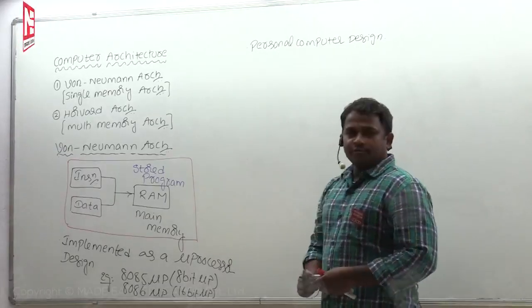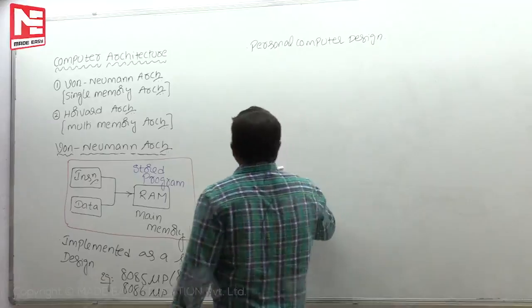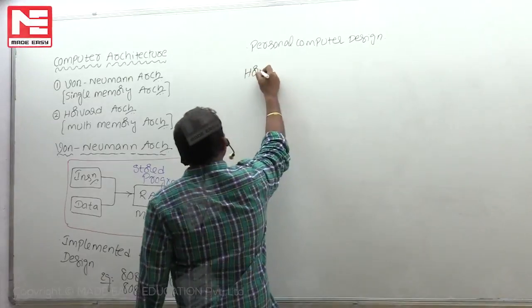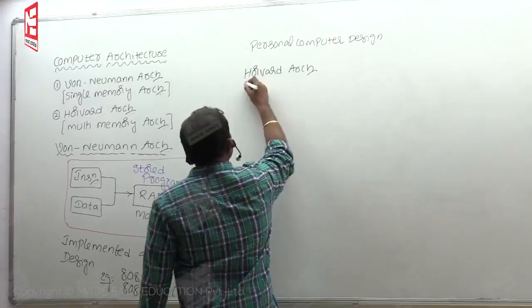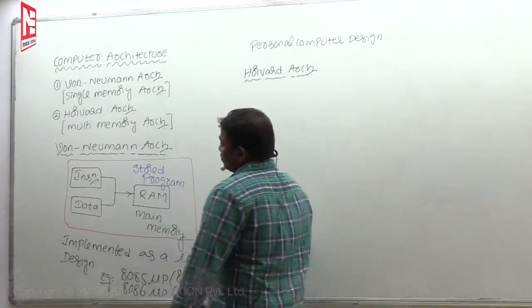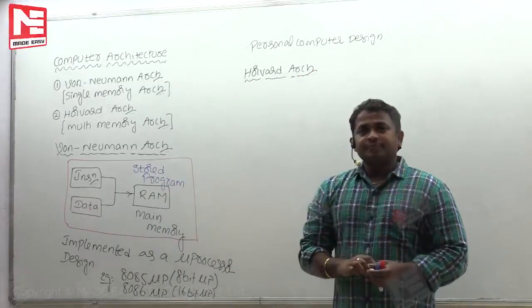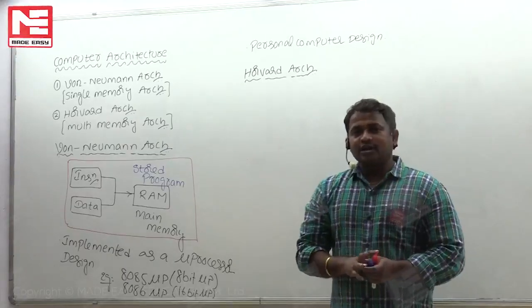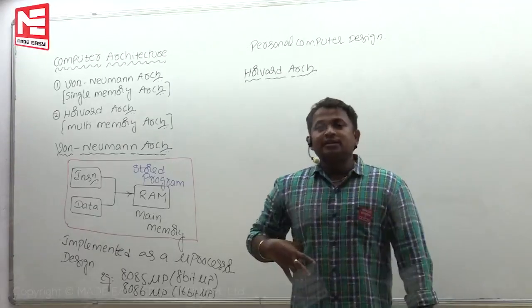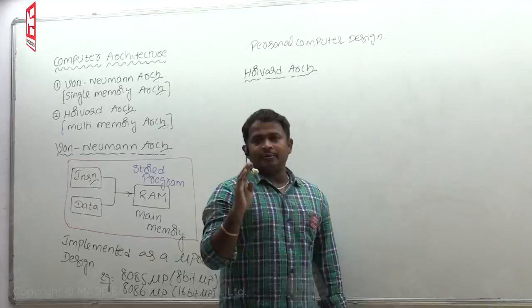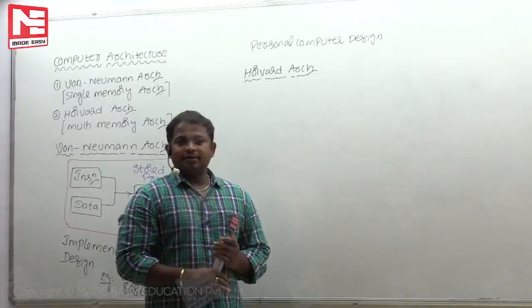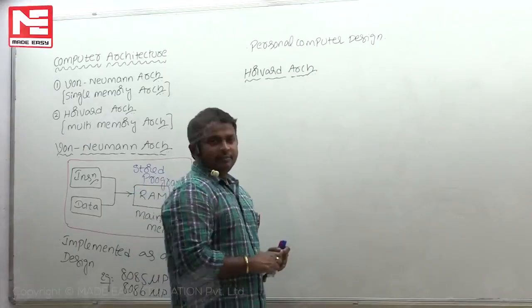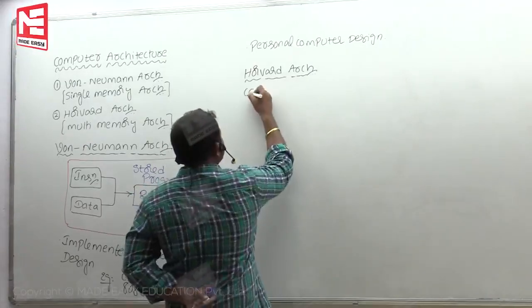This is about the von Neumann. Now we'll see the Harvard architecture. In the Harvard architecture, the application program is present in the code memory and the operational data is present in the data memory. Code memory, data memory. Two different memories are present.